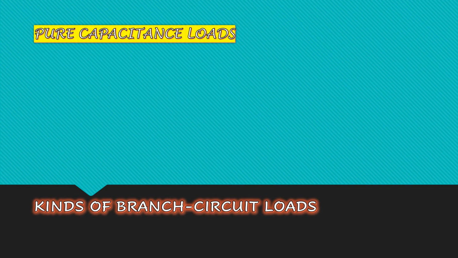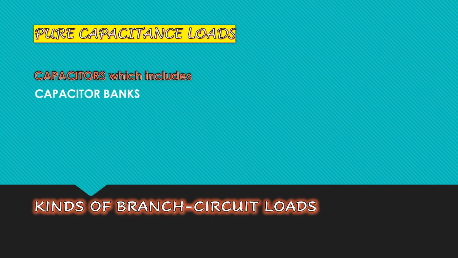The next type of branch circuit load is capacitance loads. Of course, this is made of capacitors, and for example, we have capacitor banks. If you are an electrical engineering student or an electrical engineer, capacitor banks are installed in loads where there is a requirement to improve the power factor of the load. So it is also one of the branch circuit loads.